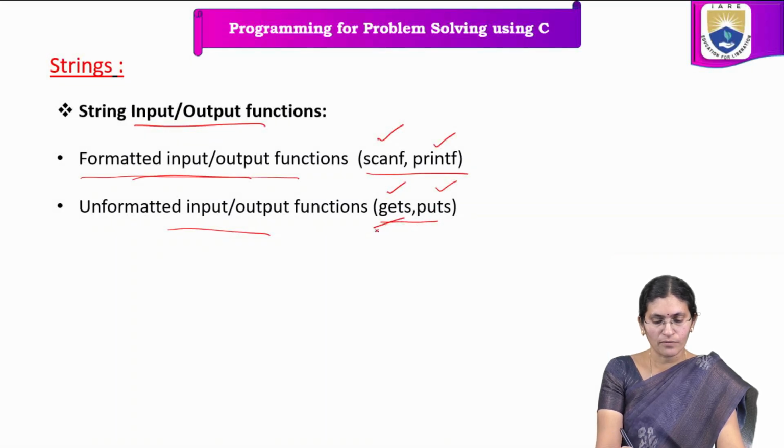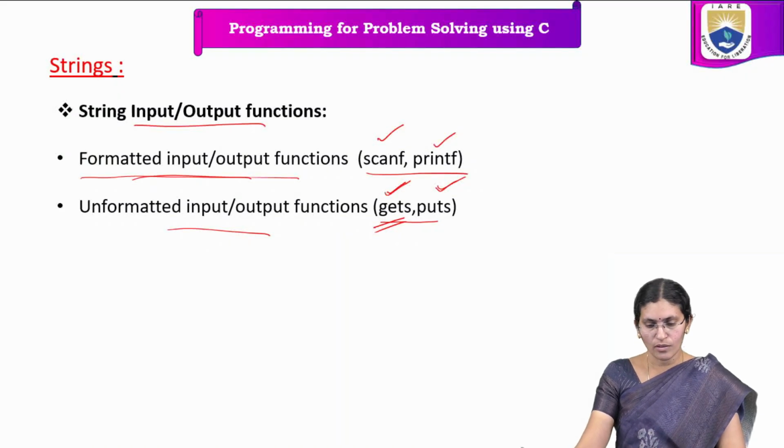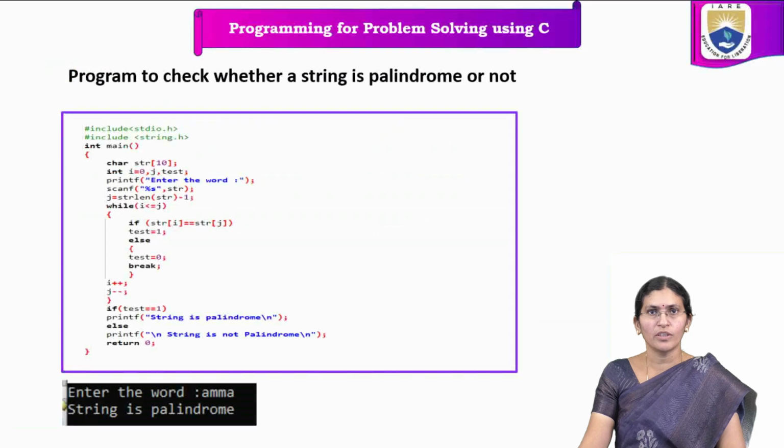We have other functions also, like fgets. So one of the unformatted input output function pairs is gets and puts. By means of the gets function we can get the string from the user, and by means of the puts function we can print the string onto the screen or the monitor.